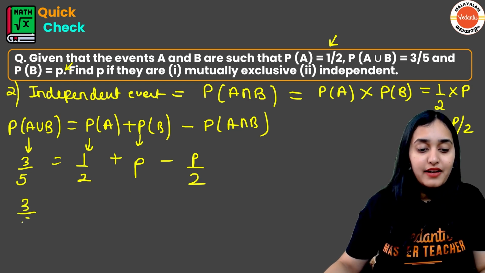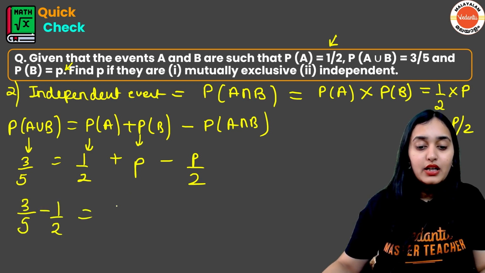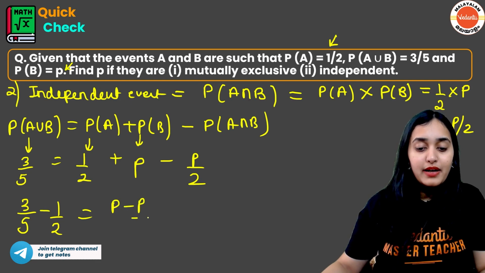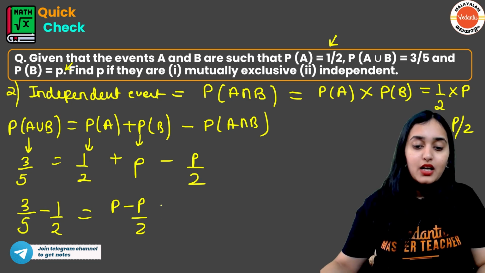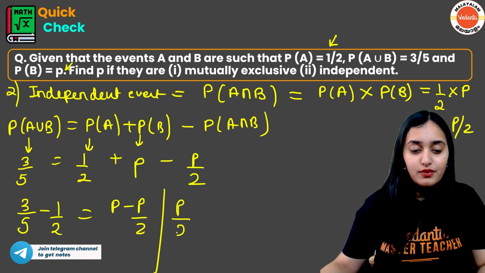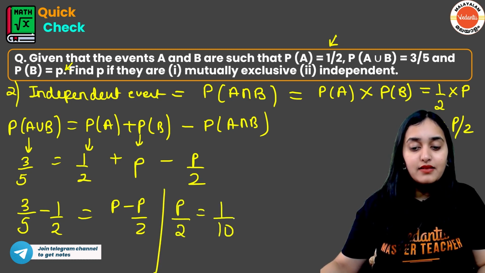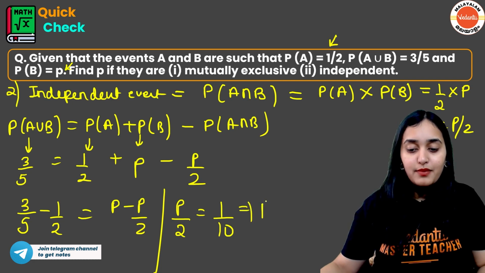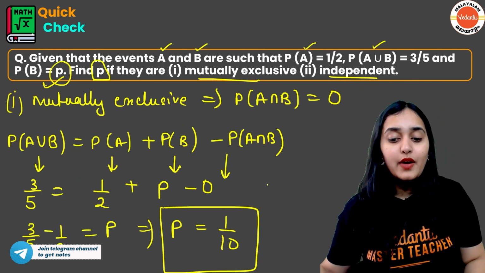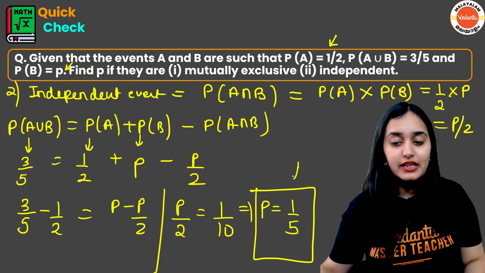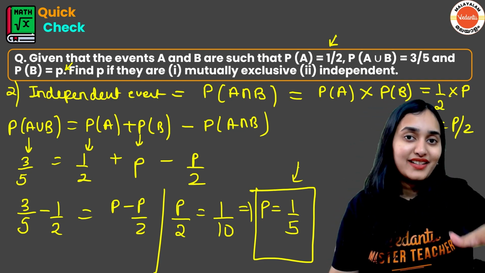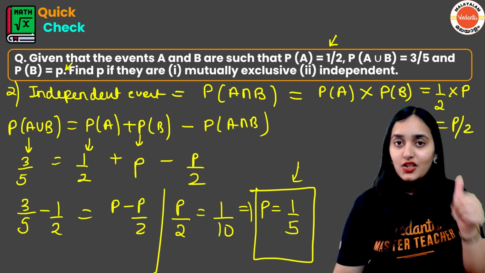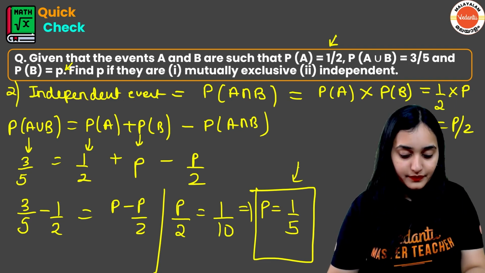So we have 3 by 5 minus 1 by 2 is P minus P by 2. P minus P by 2 is P by 2, since 1 minus half is half, right? So we get P by 2 is equal to 1 by 10, which implies that P is equal to 1 by 5. Here you are getting 1 by 10 and here 1 by 5, because one is mutually exclusive and one is independent. Understood? Clear to all of you? Okay, moving on.